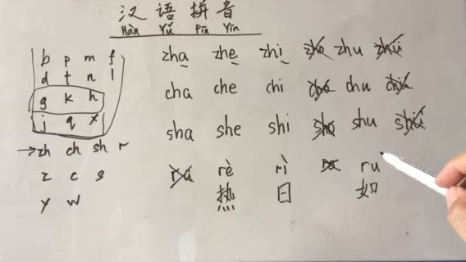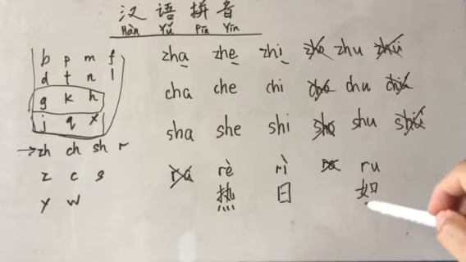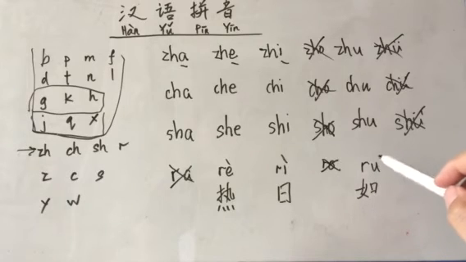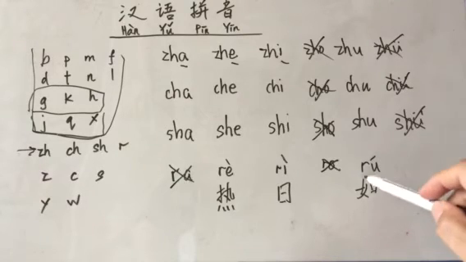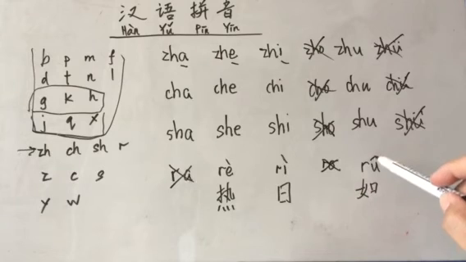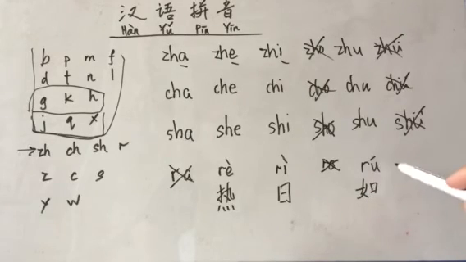Ru, ru, ru, ru. Which one is ru? The second one is ru. Listen again. Ru, ru. Second one is ru. So this word is pronounced as ru. So we choose the second tone. Ru, ru, ru, ru. No such thing.